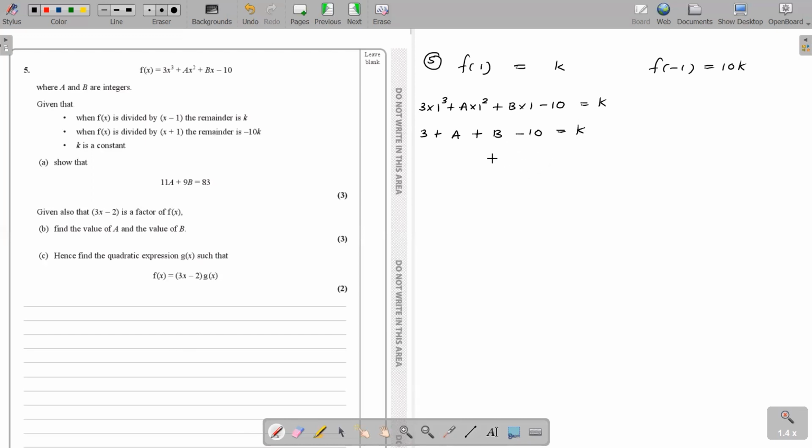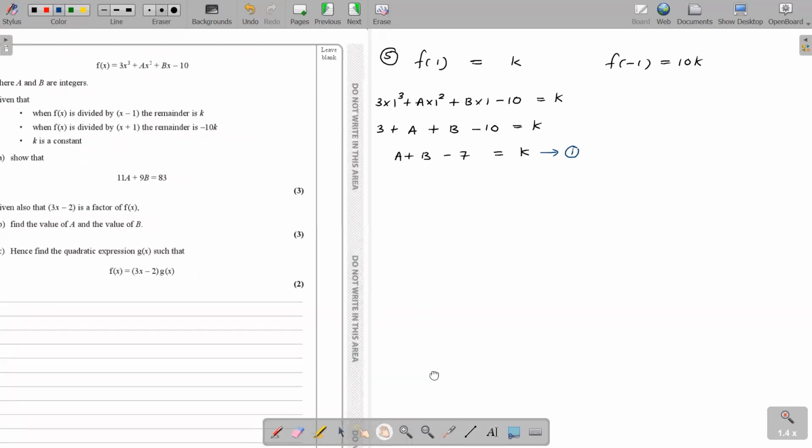So simplified, we'll keep the terms on one side. We have the k term here as well, right? We need to get rid of the k basically, right? So I'll keep it here in terms of k. Let me simplify it a little bit further. a plus b plus 3 minus 10 is minus 7, equals k. Are you with me?